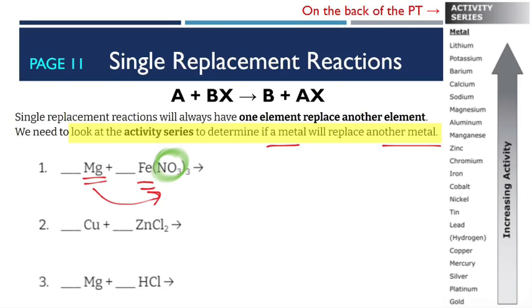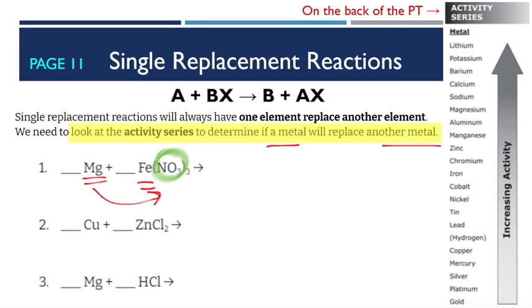So the elements have a list of kind of who's hot and who's not in terms of the periodic table. And the higher up an element is on this list, the more likely they are to replace the other elements in a single replacement reaction. So you do not have to memorize this list. It is on the back of your periodic table, or you can always flip back here to page 11 and check it. But when it comes down to this problem, magnesium and iron are fighting over nitrate.